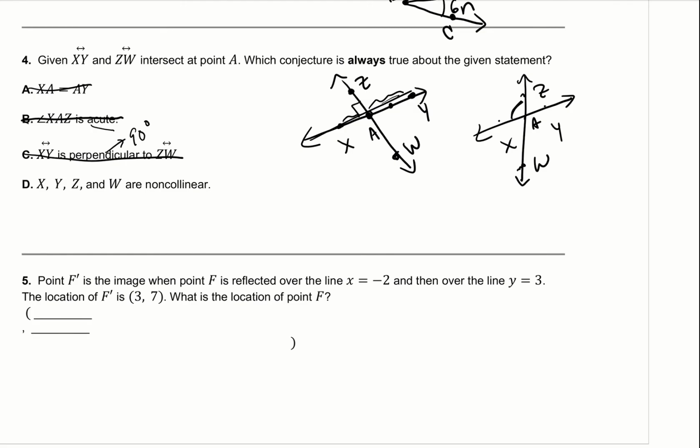All right, and then the last one: X, Y, Z, and W are non-collinear. This is true of any diagram. In both of these diagrams, X, Y, Z, W are on different lines, and so therefore they are by definition non-collinear. So this is true.